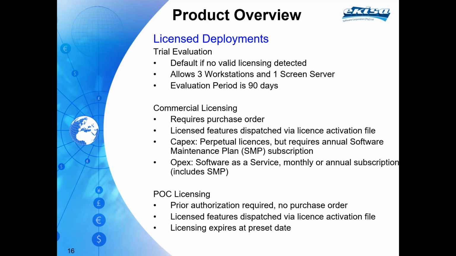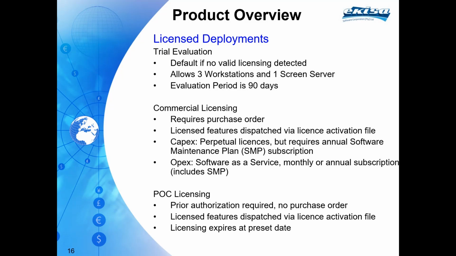Commercial licensing requires a purchase order. License features are dispatched via a license activation file. Both CAPEX and OPEX commercial models are supported. For CAPEX, the licenses are perpetual, but require annual software maintenance plan subscription.